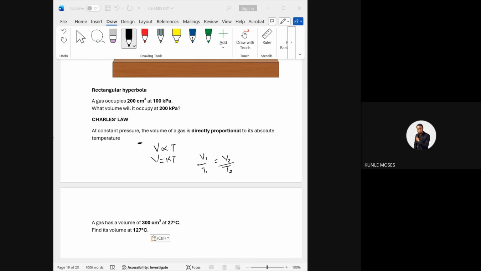Princess Mary got 400. Akinwale got 400. Titilola, 400. Gift got 400. So that means 400 is the answer.